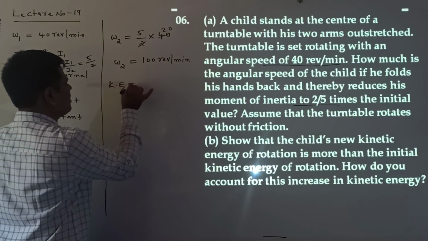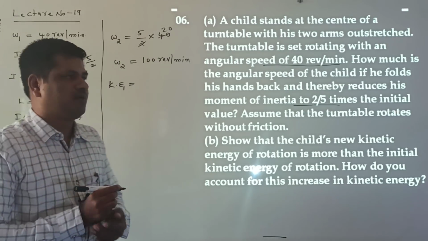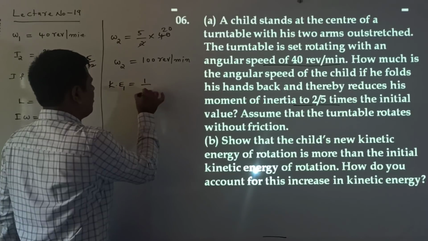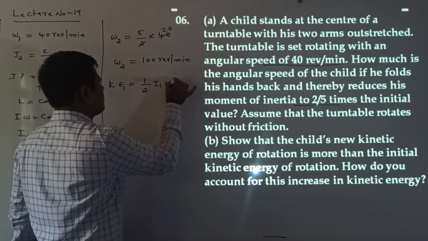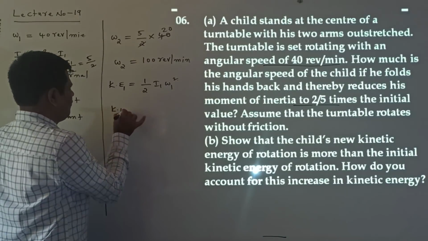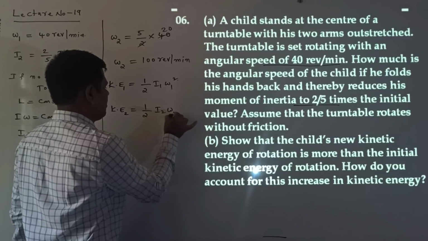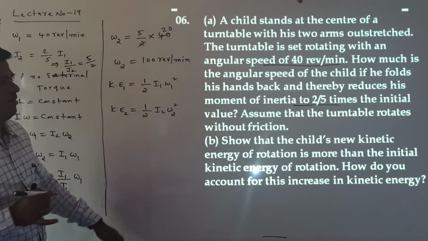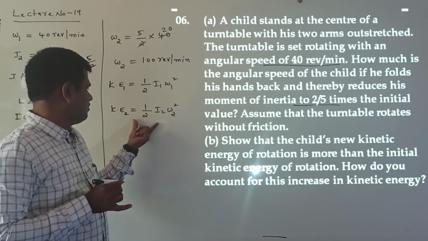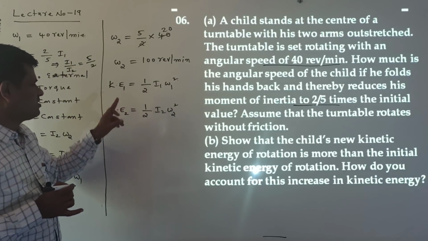Initial kinetic energy KE1, the general formula of kinetic energy is half I omega square. Initial kinetic energy means half I1 omega 1 square. This is the initial kinetic energy. Now final kinetic energy means half I2 omega 2 square. This is the final. This is the child's new kinetic energy, and this is the child's initial kinetic energy. This is the initial and this is the final.